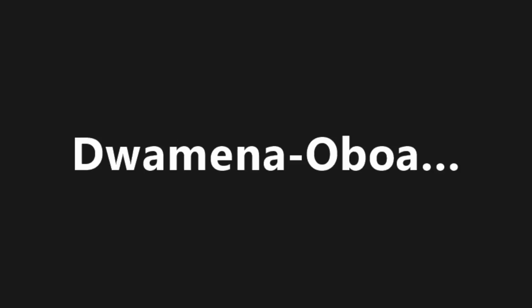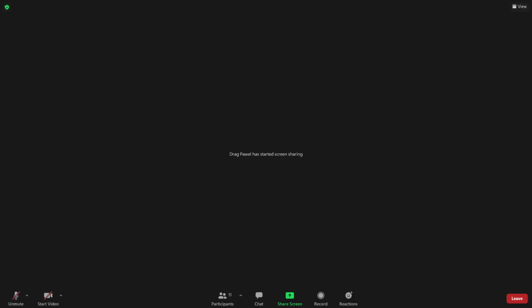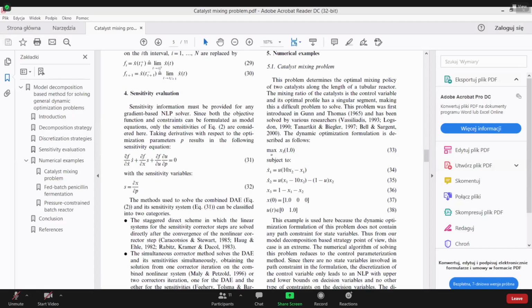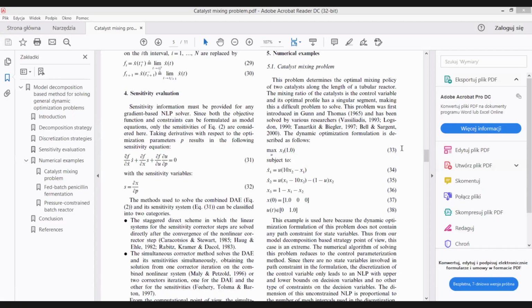We have x1, x2, and x3, and then we have the initial conditions of those values. Okay. Ladies and gentlemen, slowly, slowly. What are the numbers of equations? 33, 34, 35, yes? 36, 37, 38. Do you understand?